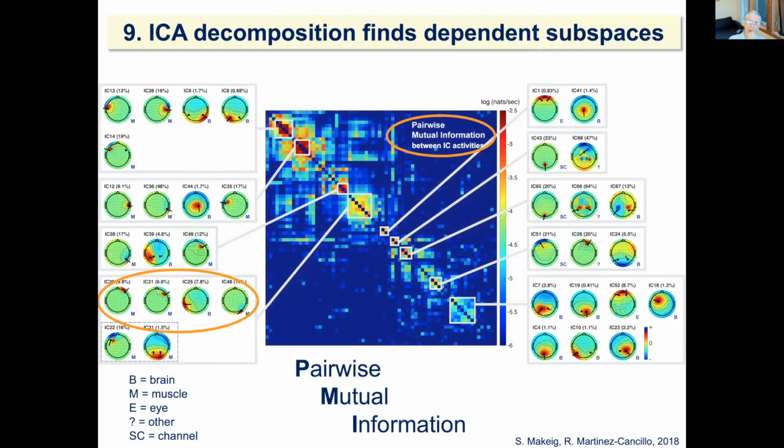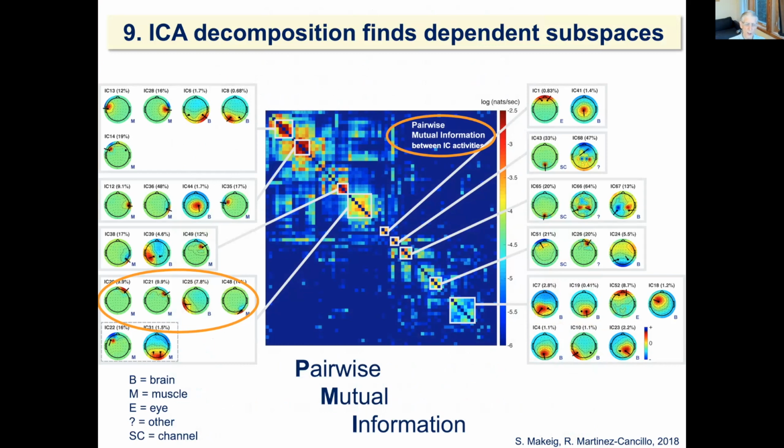So Jason Palmer showed us, and this had been reported before also, that what ICA is really doing is separating the data, the effective sources, into subspaces. Within each subspace there's some residual dependence, but between these subspaces there's independence.